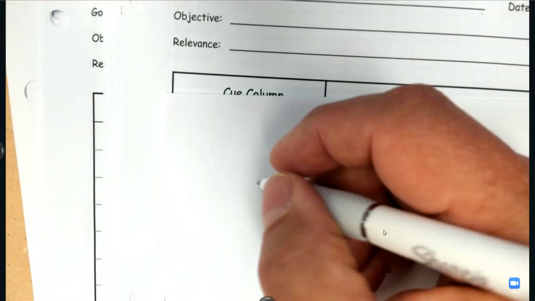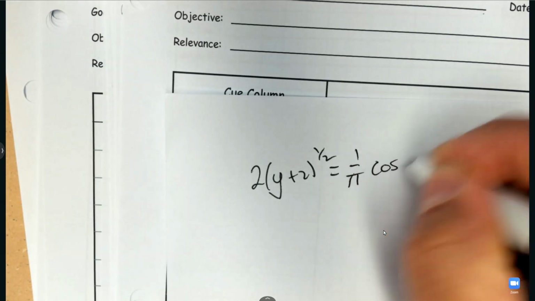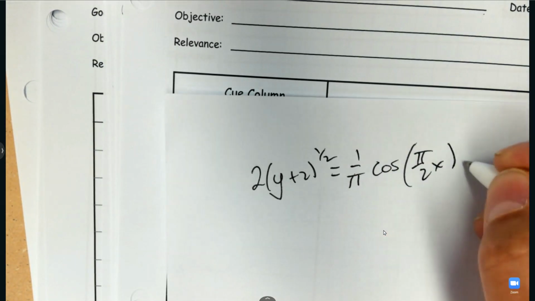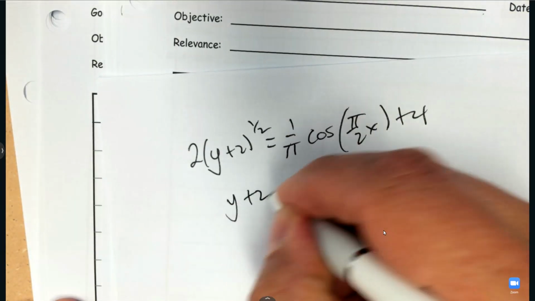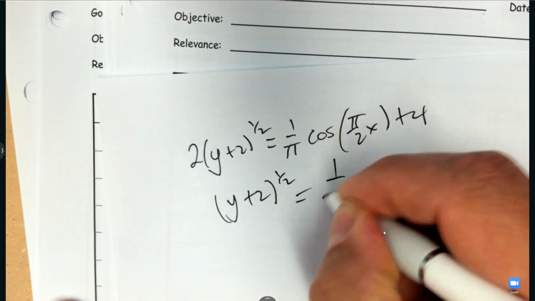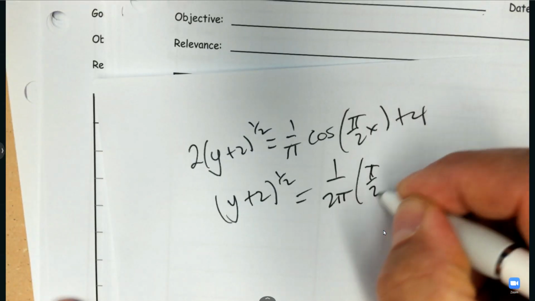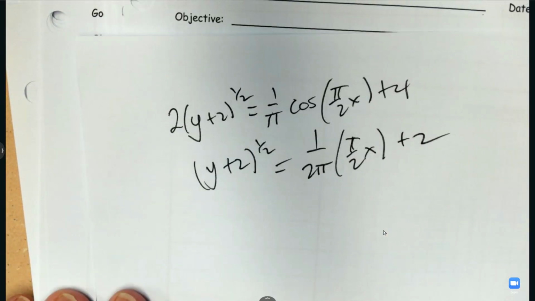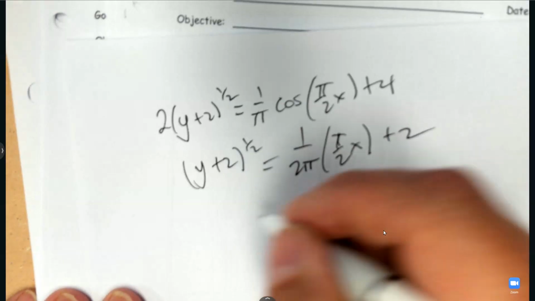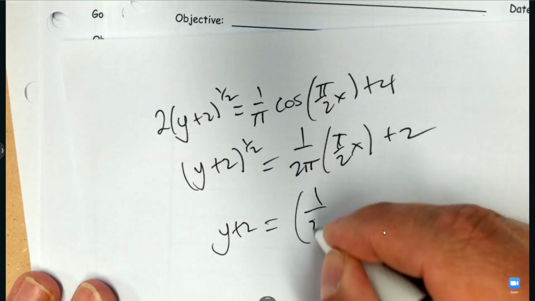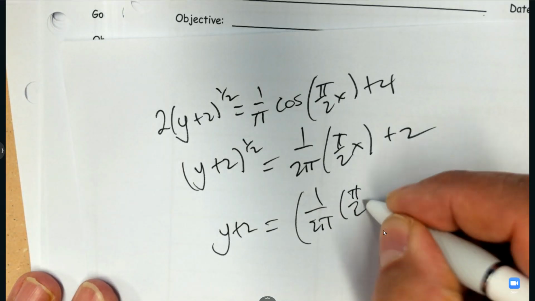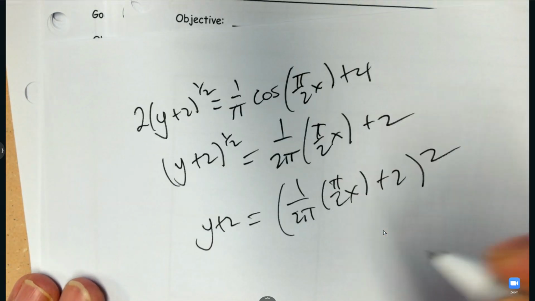So I'm going to write it here. So all together would be 2 times (y plus 2) to the 1/2, equals 1 over pi, cosine of pi over 2 x, plus 4. To get y by itself, I'm going to divide by 2. So if I divide by 2, that's what it would look like. And then 4 divided by 2, square, not square root. So to undo that, I'm going to square it. And then subtract 2.